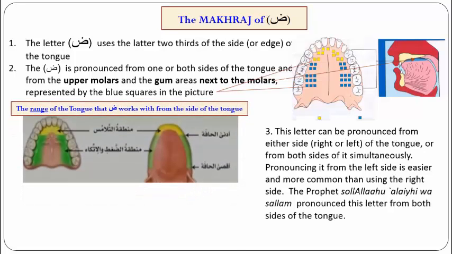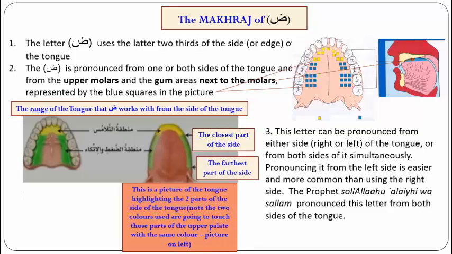Inshallah. Here we are going to learn the range of the tongue that Daad works with from the side of the tongue, in order to contact the molars to pronounce the Daad. We have the closest part of the side, which we discussed before, and the farthest part of the side. This is a picture of the tongue highlighting the two parts of the side of the tongue, the part in the green area and the part in the yellow area.